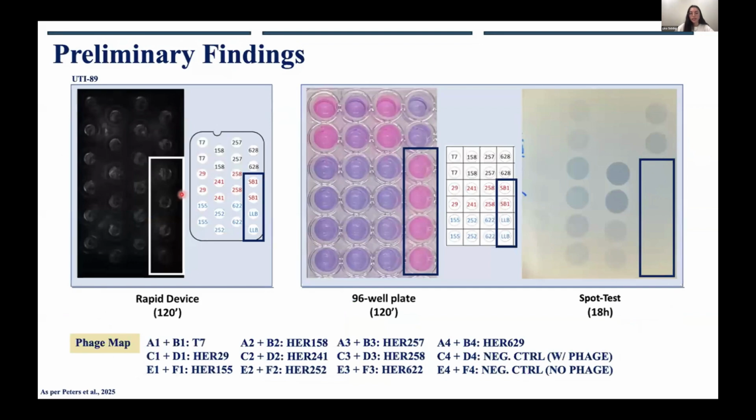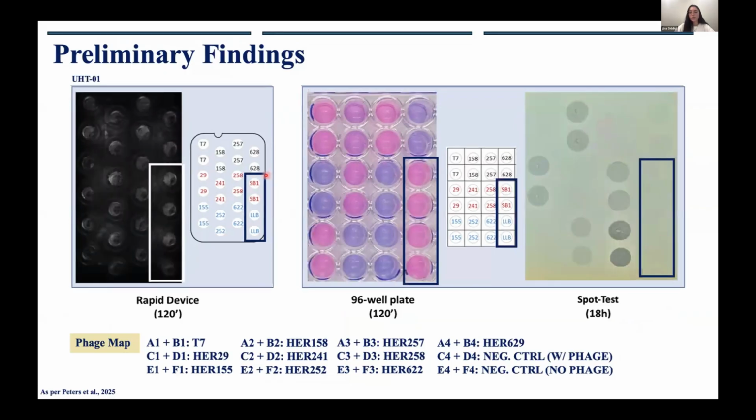We have tested the RD or rapid detection device against 2 conventional methods, the 96-well plate and the spot test. Testing was performed in 2 E. coli strains, UTI89, which is our mouse model cystitis strain, kind of like our lab UTI strain, which is shown over here. And then we also have UHT1, which is a clinical UTI isolate. We screened 10 phages in replicate, and we can see the phage maps over here.